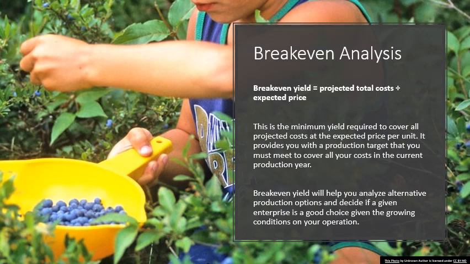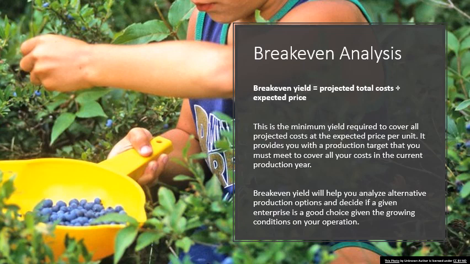And the other way to look at break-even analysis is, let's assume that prices are relatively stable and fixed in the market that you're going to be operating within. Then you want to know what your break-even yield is, right? Because yield at that point is what you will need to be able to manage. So you would divide your projected total cost by your expected price and figure out how much you need to produce in order to cover all of your costs.